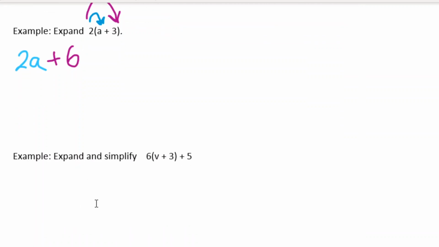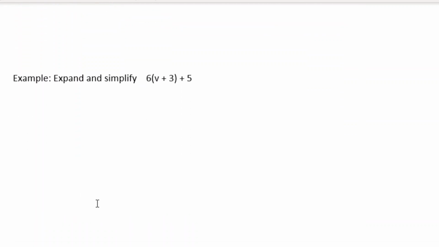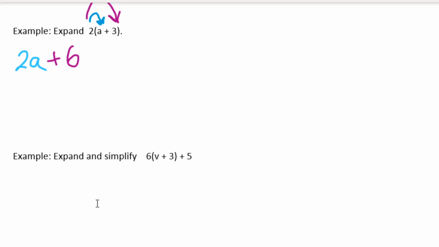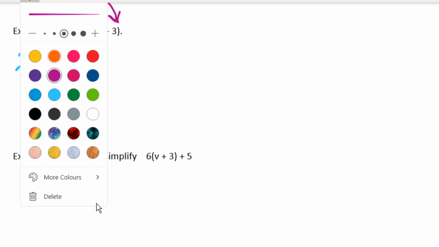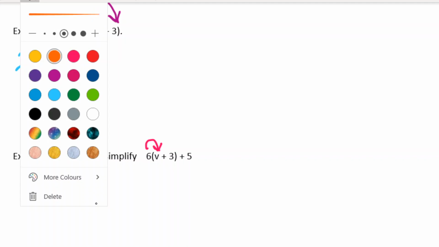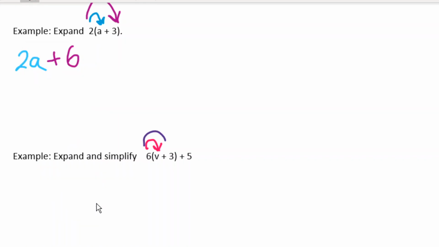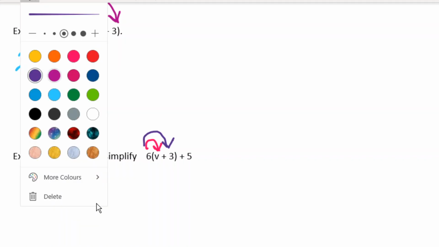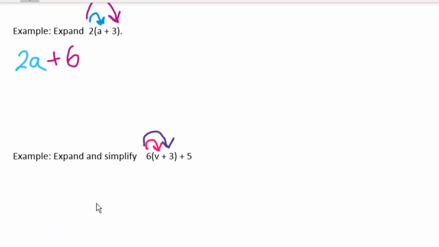The second one here, expand and simplify. We're going to do this the exact same way, but we're going to end up with some things that we can squish together at the end of it. So let's do our distributive property. We're going to have to multiply 6 to the first thing, and then we're going to have to multiply 6 to the second thing. 6 times v is just 6v.